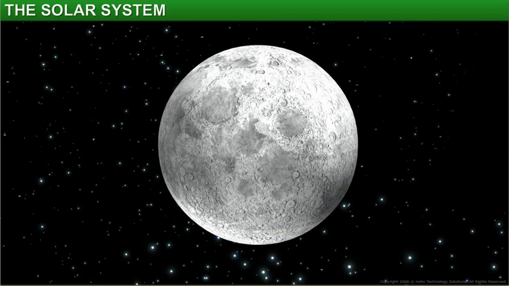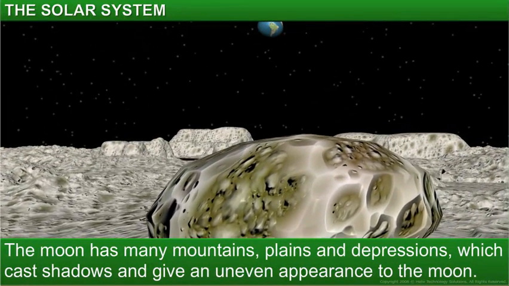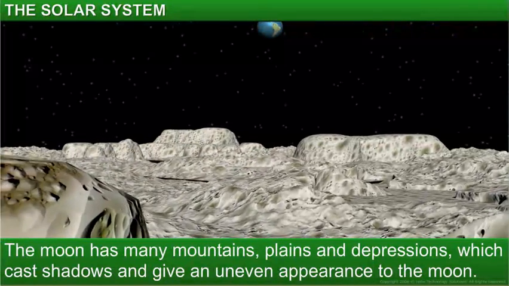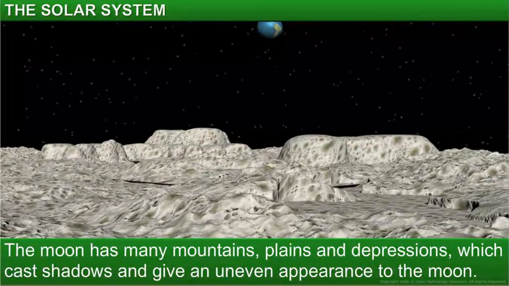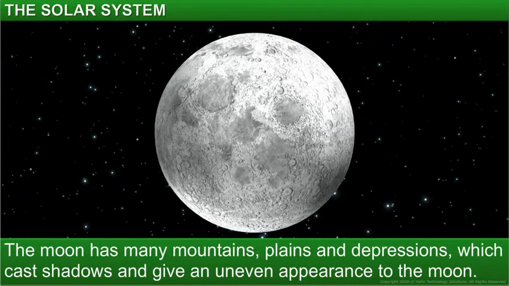Now observe the surface of the moon. From the Earth, you can see shadows on its surface. What are these shadows? The moon has many mountains, plains, and depressions which cast shadows and give an uneven appearance to the moon. You can observe these shadows clearly on a full moon night.